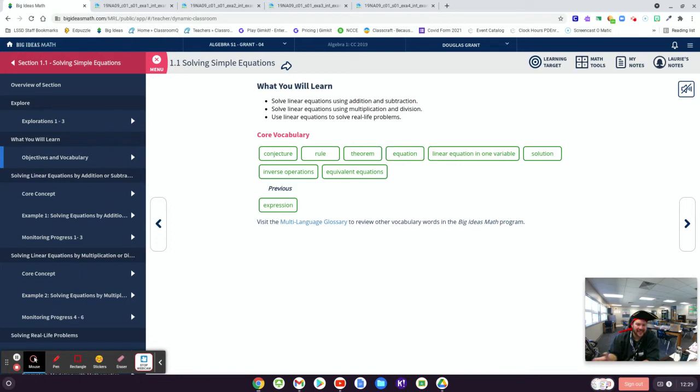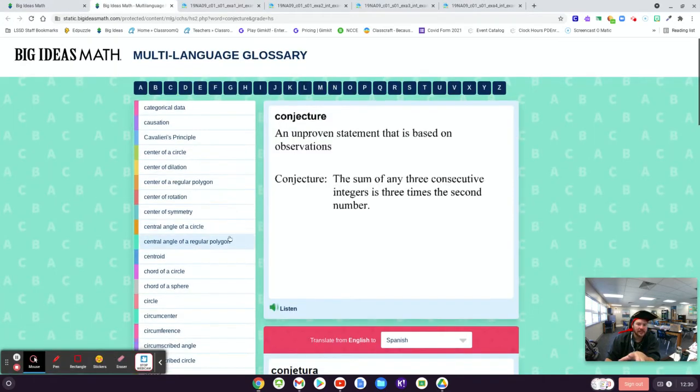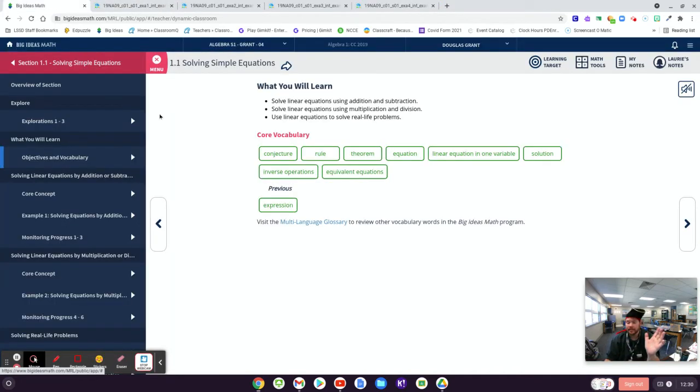If you want more precise definitions, again, if you open up Dynamic Classroom and click on conjecture, it'll open up the vocab and show you what conjecture is. And, oh, there you go. It's an unproven statement that is based on observations. Anyway, all right, back to the video. So that's the vocab we're going to need for 1.1. We're going to jump right into 1.1.